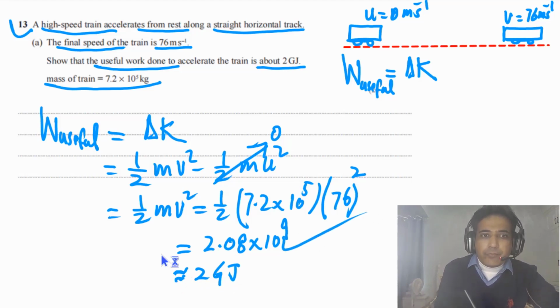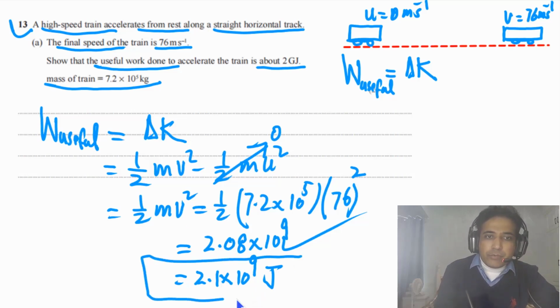So if you have written these steps, you will get 2 marks. 1 mark for writing the equation and the second mark for calculations and correct answer. Actually the better way of writing this is 2.08 up to 2 dp. We can say this is 2.1 times 10 to 9 joules. So this is about 2 gigajoules. This is a better way of writing because this digit is greater than 5, so this has to be 2.1. So this is our final answer.